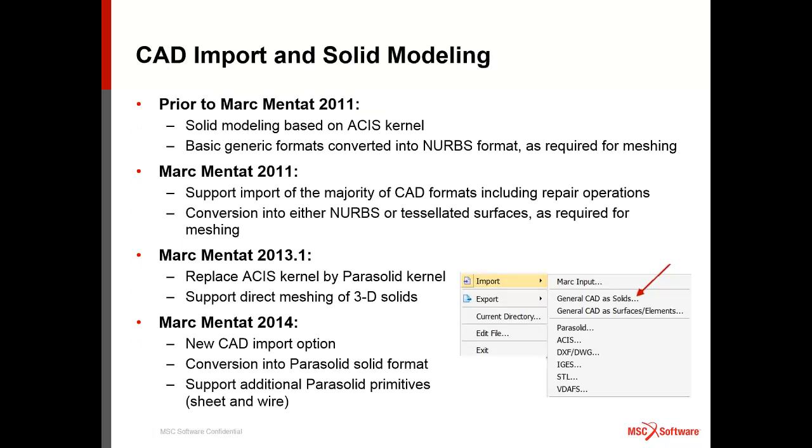So driving into this is really over the last few releases, we've had an evolution of the technology associated with CAD and meshing in the MentatCAD product. And that technology really went from what we used to use, which was the ACIS geometric engine, to what was introduced in Mentat 2013.1, the Parasolid geometric engine, and now in 2014 with a new set of CAD importing tools that import directly into Parasolid.